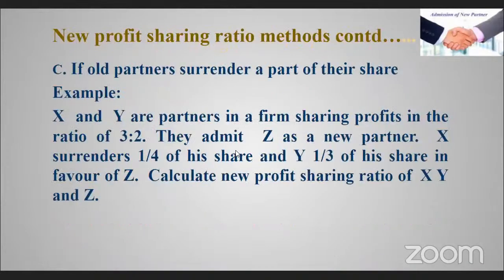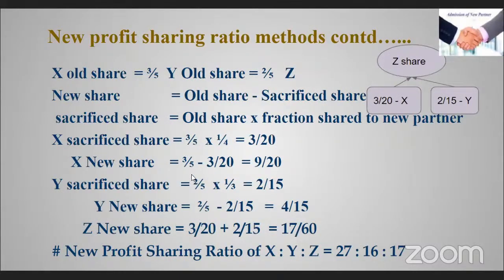Okay. Now the third method. What is the third method? Look at the lines. X and Y are partners in a firm, sharing profits in the ratio of 3:2, and admitted Z as a new partner. X surrenders 1/4 of his share and Y 1/3 of his share in favor of Z. So here they are surrendering a fraction of their profit share. Right? Now how to calculate?